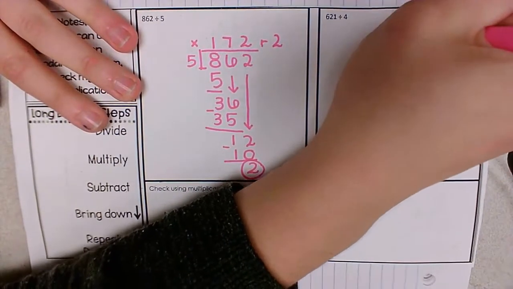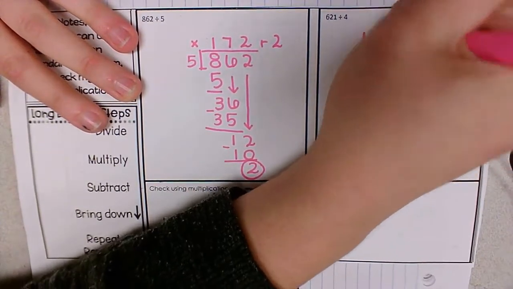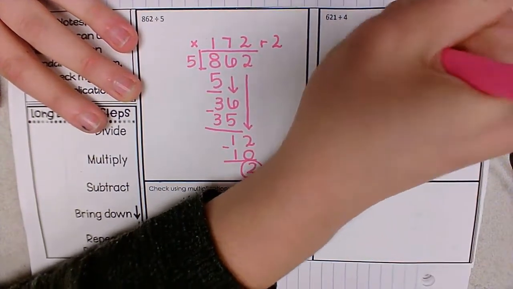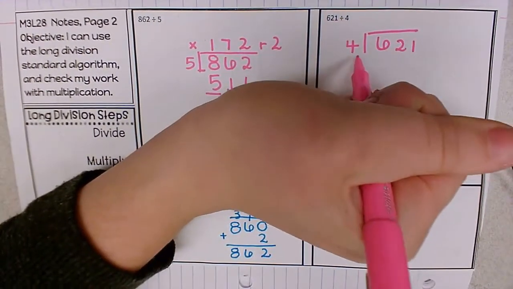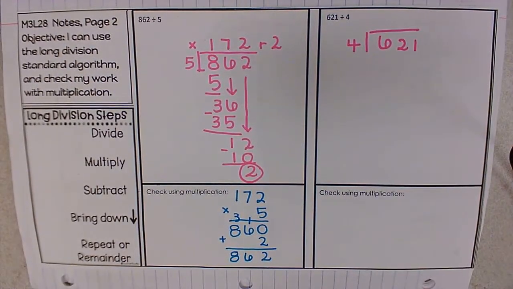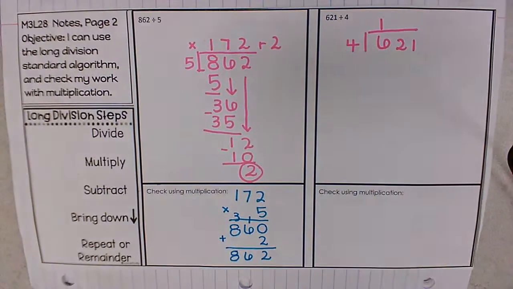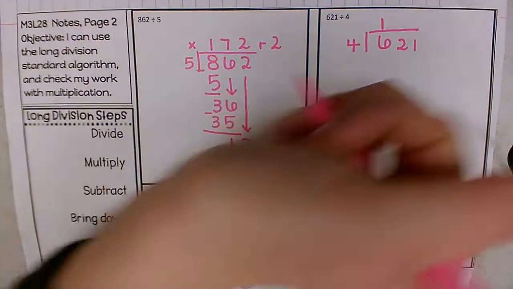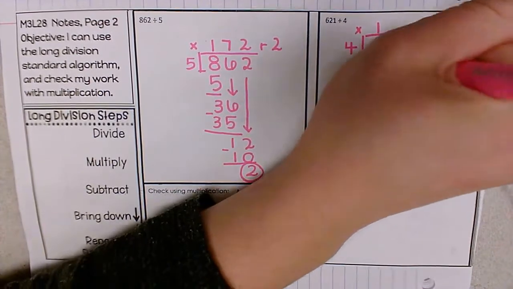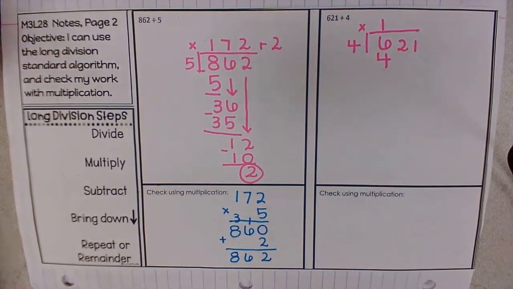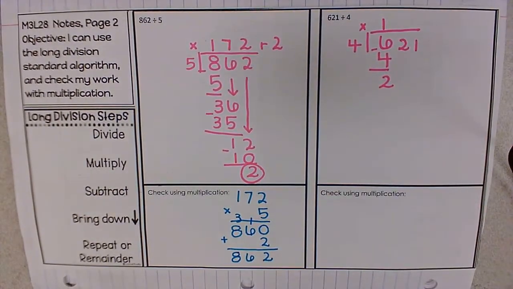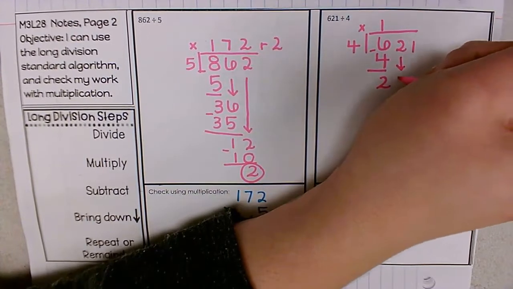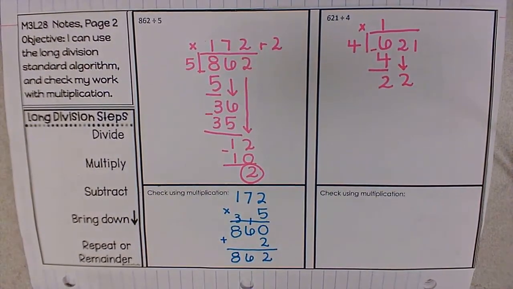Our dividend is 621. And our divisor is 4. Divide, multiply, and subtract. Bring it on down and bring it on back. Divide. 6 divided by 4. The closest math fact I can do is one group of 4. Divide, multiply. 4 times 1 is 4. Divide, multiply, and subtract. 6 minus 4 is 2. Bring it on down and bring it on back.